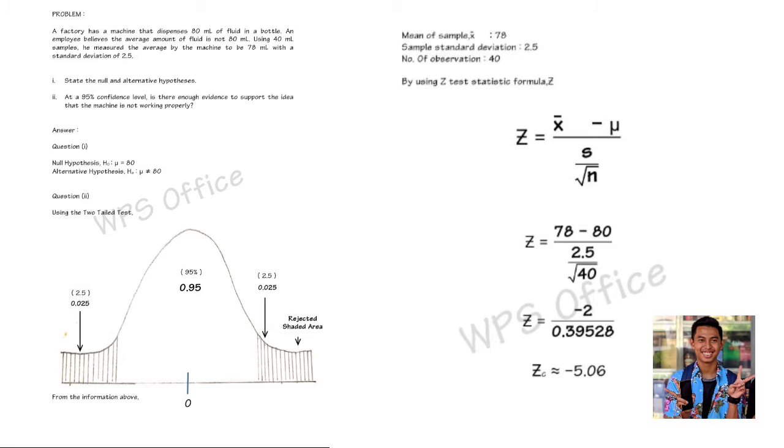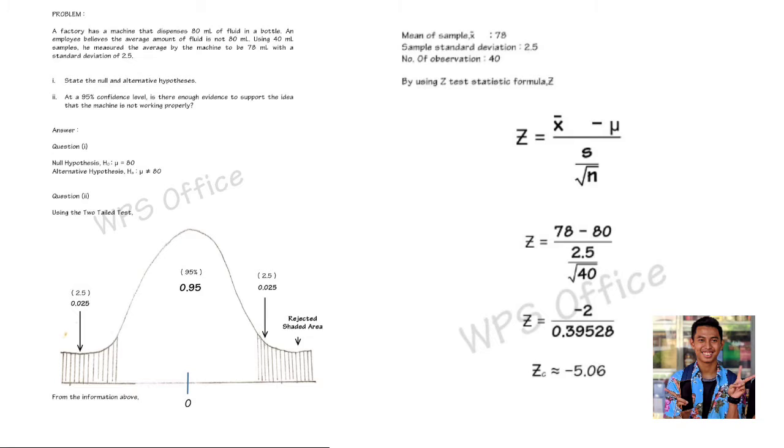So, the answer for question 1 is: the null hypothesis is mu equal to 80 and the alternative hypothesis is mu is not equal to 80. So, for question 2, at a 95% confidence level, is there enough evidence to support the idea that the machine is not working properly?